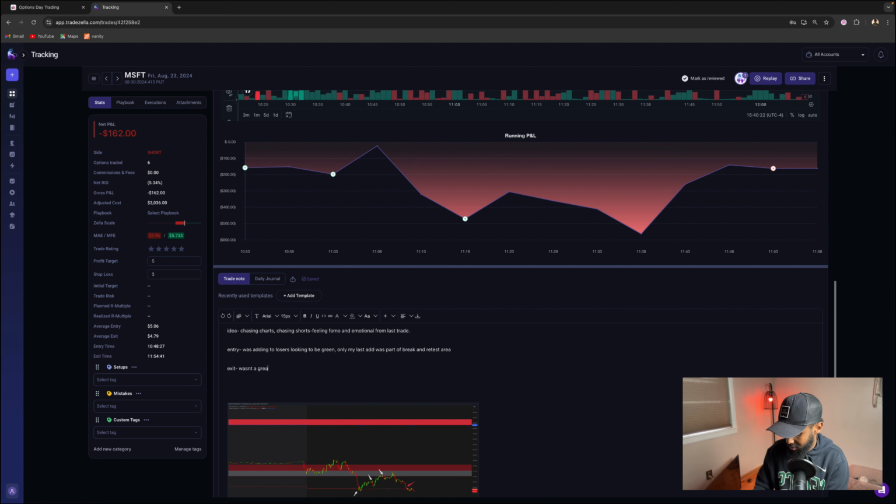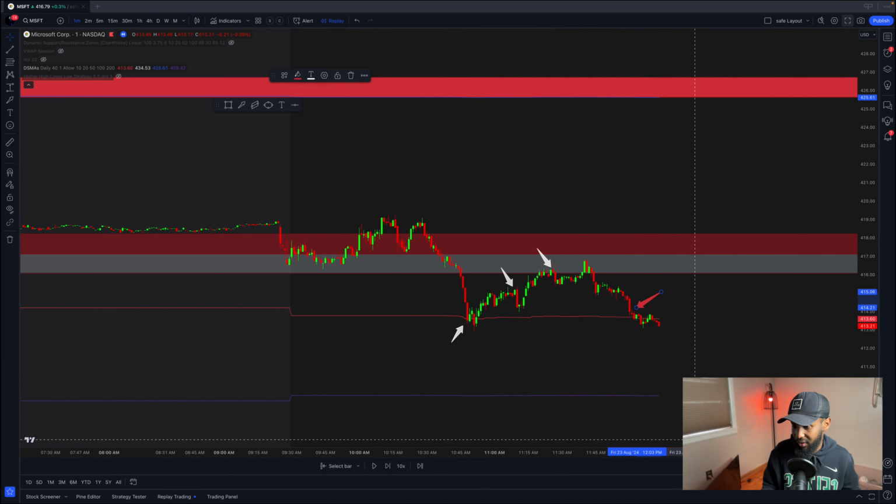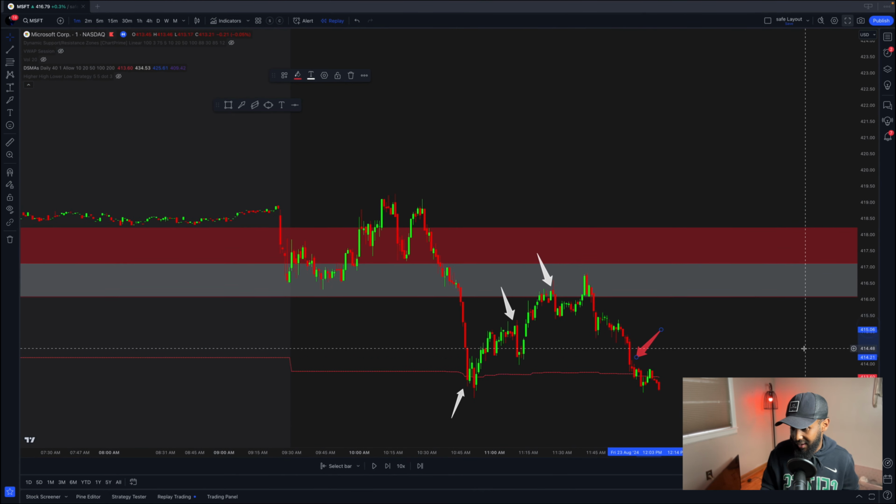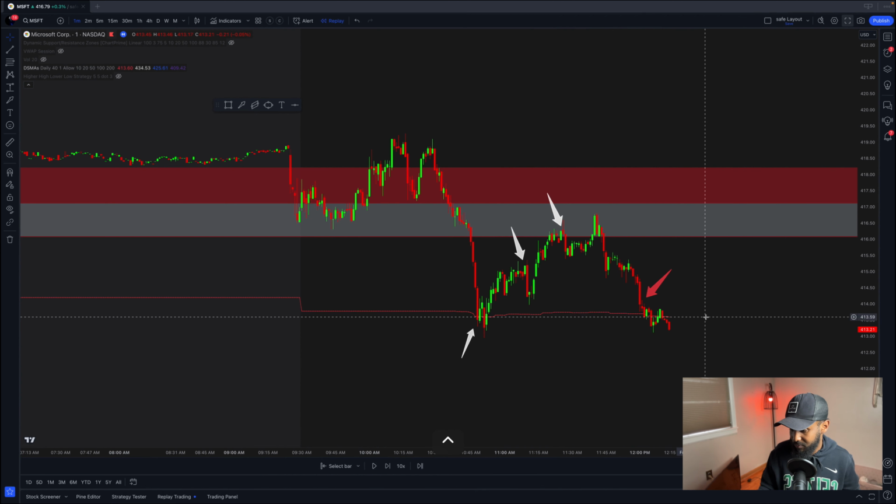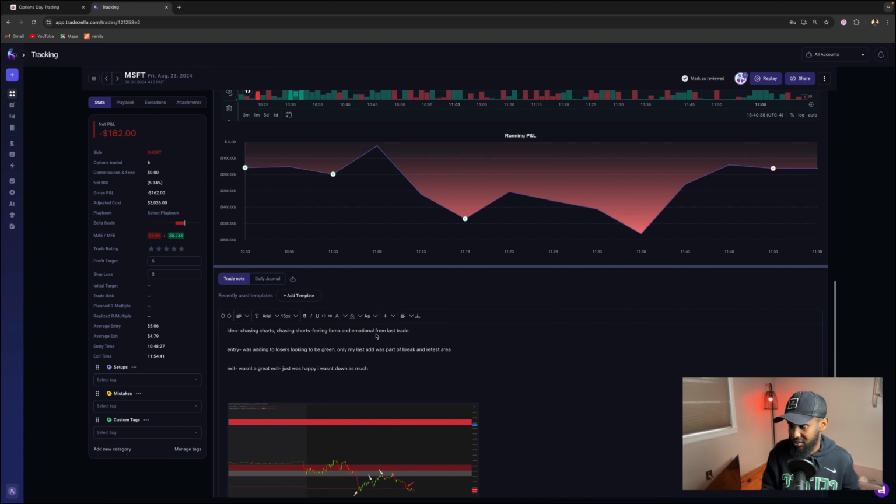wasn't a great exit, just was happy I wasn't down as much, because I didn't exit with a clear plan as well. If you come back here again, you can see that the best exit would have been maybe down here when we retested the moving average. Maybe I should have been looking for a demand zone lower, but I only exited because I was like, hey, I'm down only about $200. I was down $600, so I'll take this. So it was all based off of emotions.